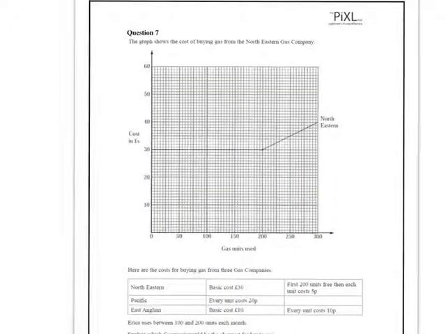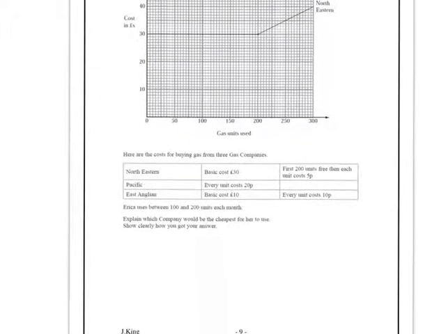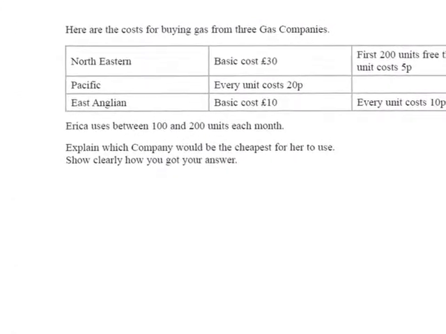Okay, question 7 is all about the cost of buying gas from different companies. We're going to look at 3 different companies, and you can see down in the table below the graph there are 3 different companies: North Eastern, Pacific and East Anglian. We're going to work out how much it costs to use 100 units and how much it costs to use 200 units for each company. I'm going to start off with North Eastern.